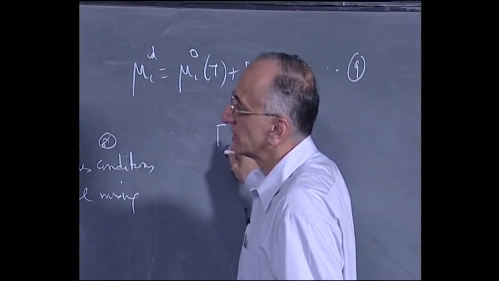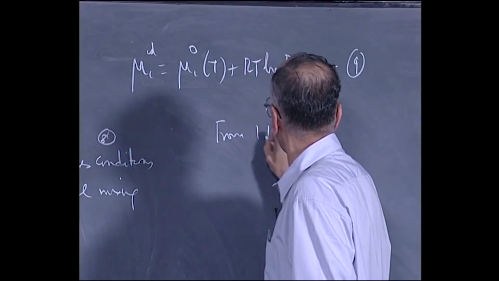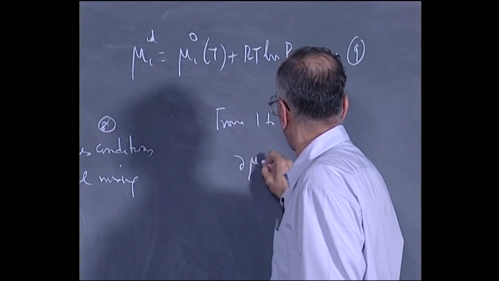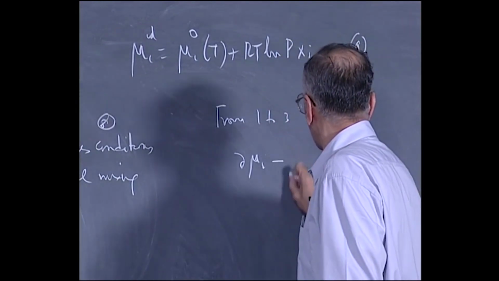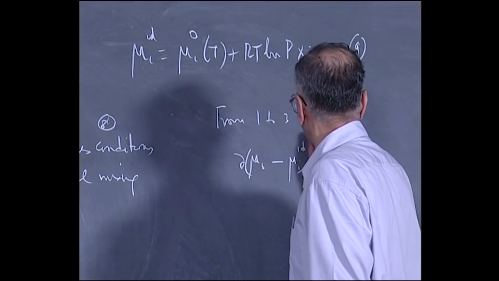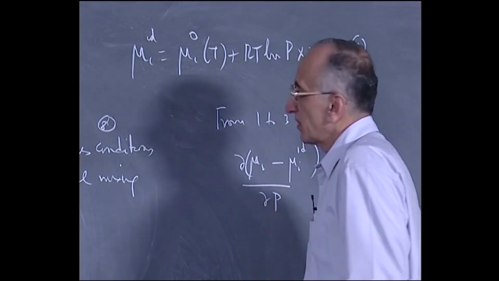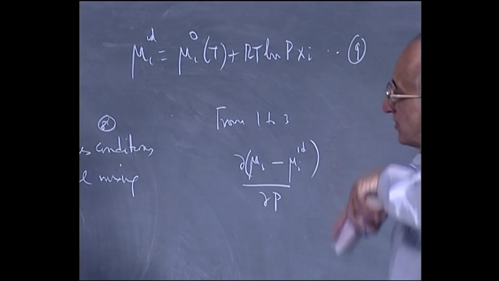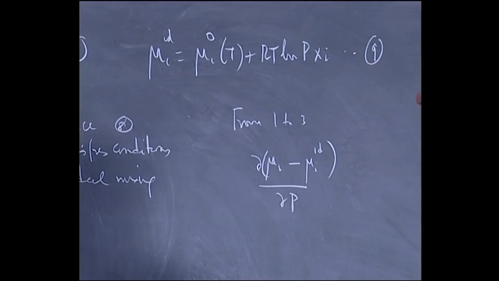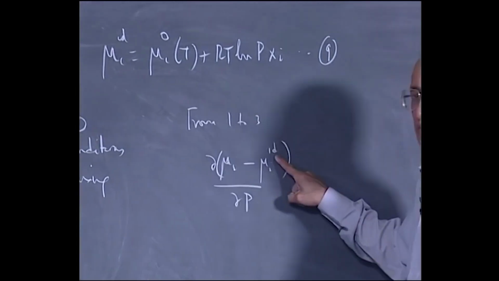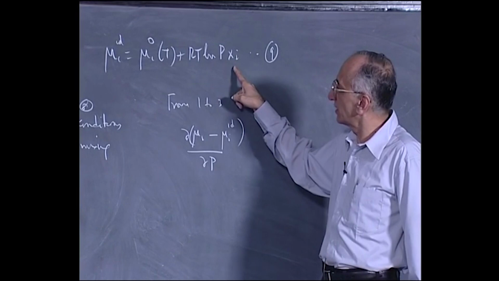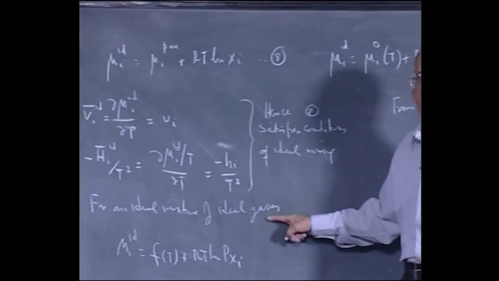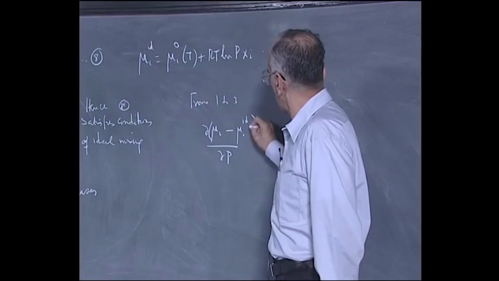First of all, from equations 1 to 3, I have delta mu I actual minus mu I ideal by delta P. When I write ideal here, it only means ideal mixing on mu I. Where I have detailed mixing of ideal gases, I will write it explicitly, but normally when I write mu I ideal, I only mean ideal mixing.